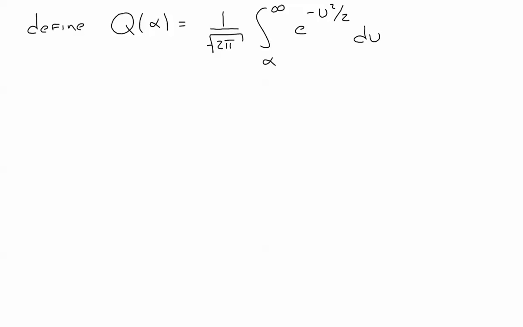So what you can see is this is the integral of the upper tail from alpha to infinity. Integral of the upper tail of a zero mean unit variance Gaussian PDF.